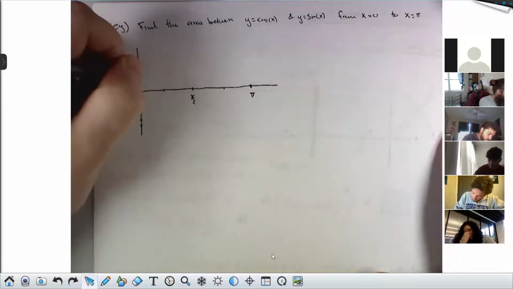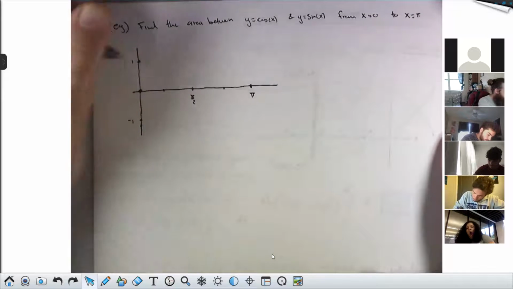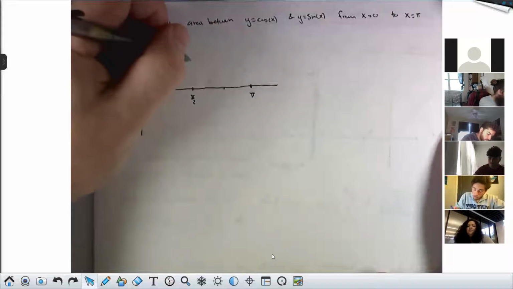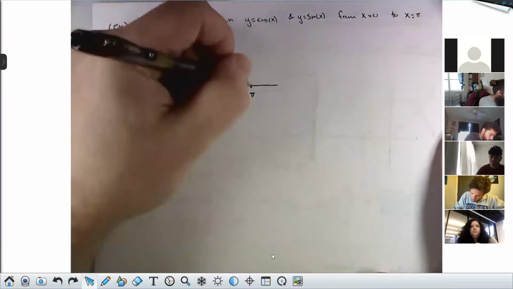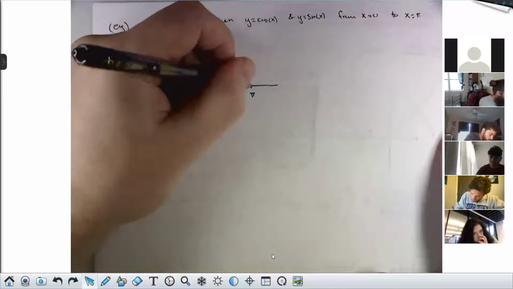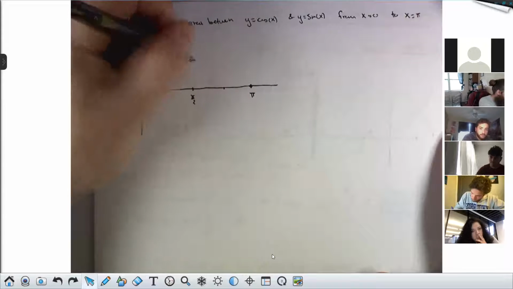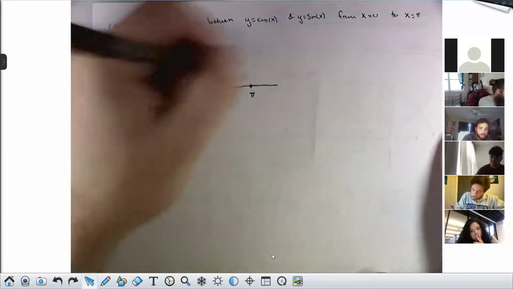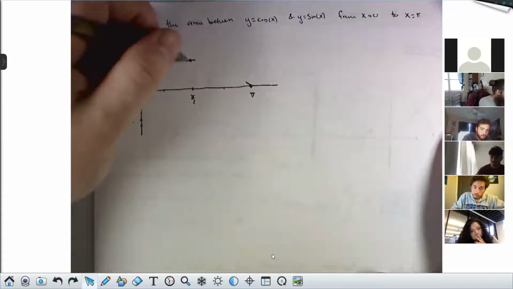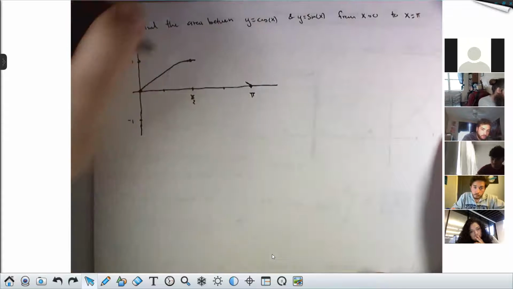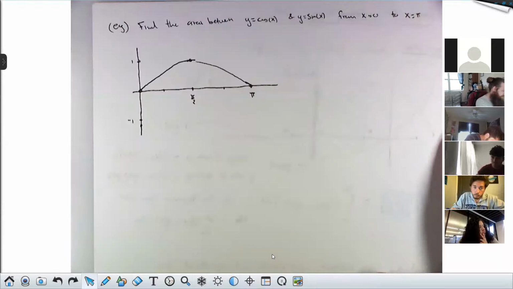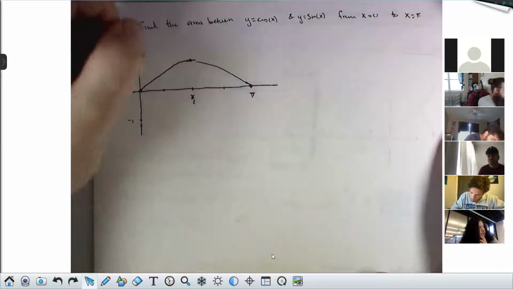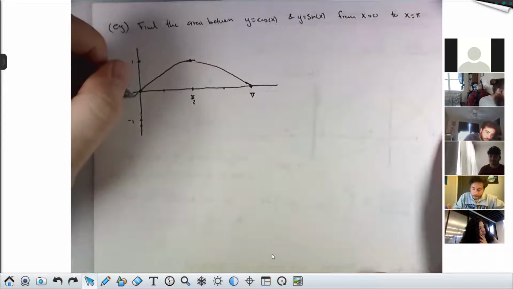So sine of 0 is 0. Sine of pi over 2 is 1. And the sine of pi is back to 0 again. So the sine function will look something like this from 0 to pi, and then it will continue as it does.